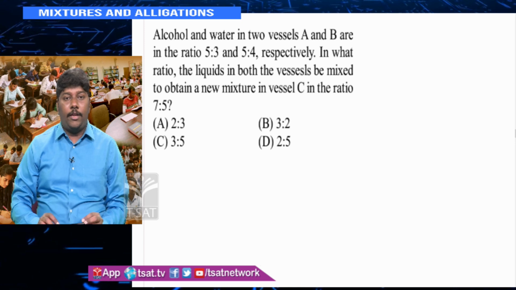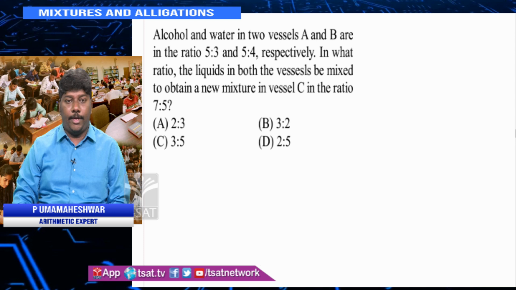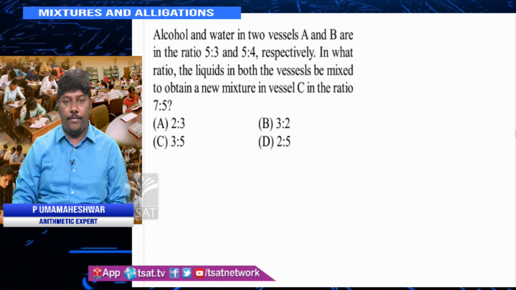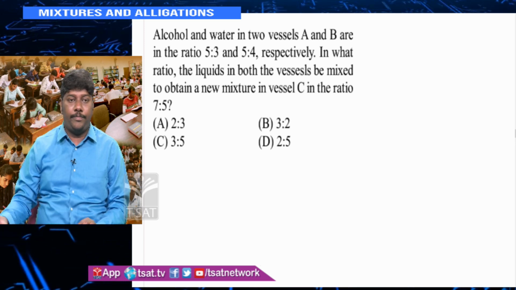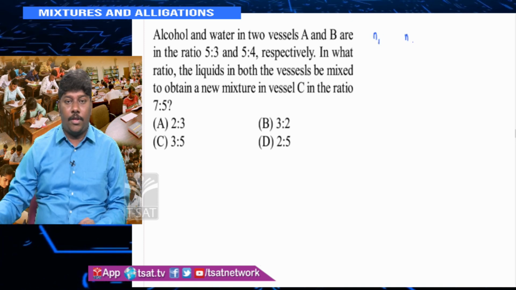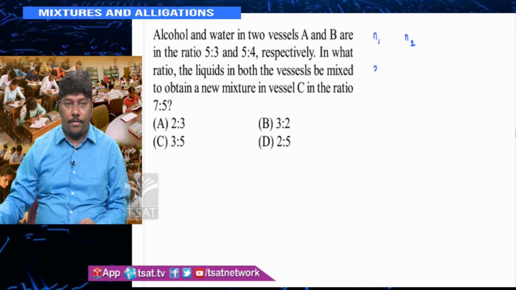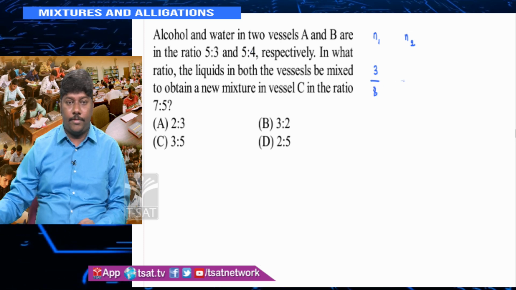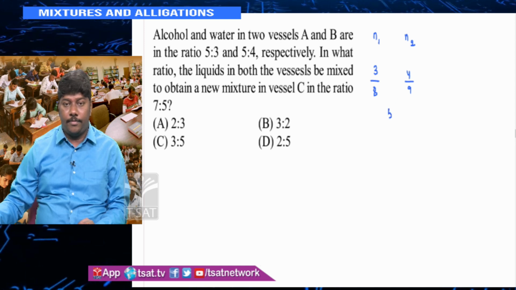Next one, alcohol and water in two vessels A and B are in the ratio 5:3 and 5:4 respectively. In what ratio should the liquids in both the vessels be mixed to obtain the new mixture in vessel C in the ratio 7:5? So it's asking you simply N1 to N2. You take any one of them, you'll get the answer. You can take the smaller one. I'm taking the water ratio in both of them: 3 by 8, second one is 4 by 9, last one is simply 5 by 12.